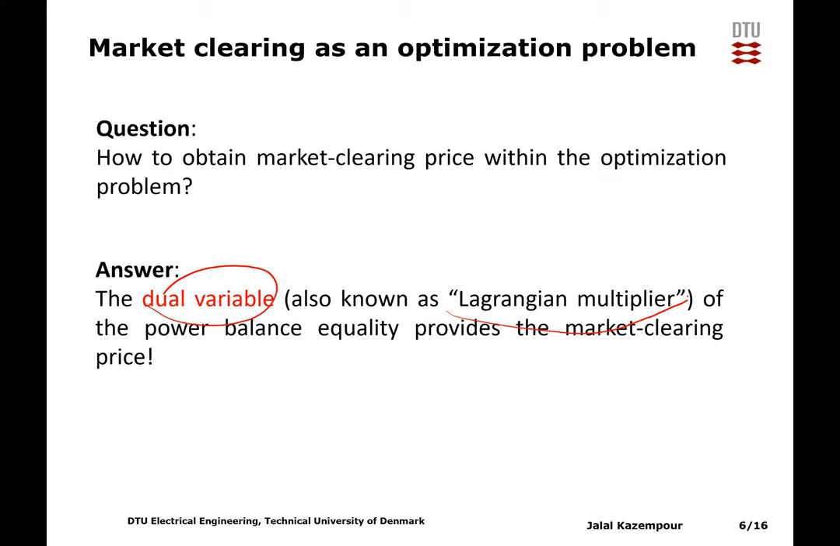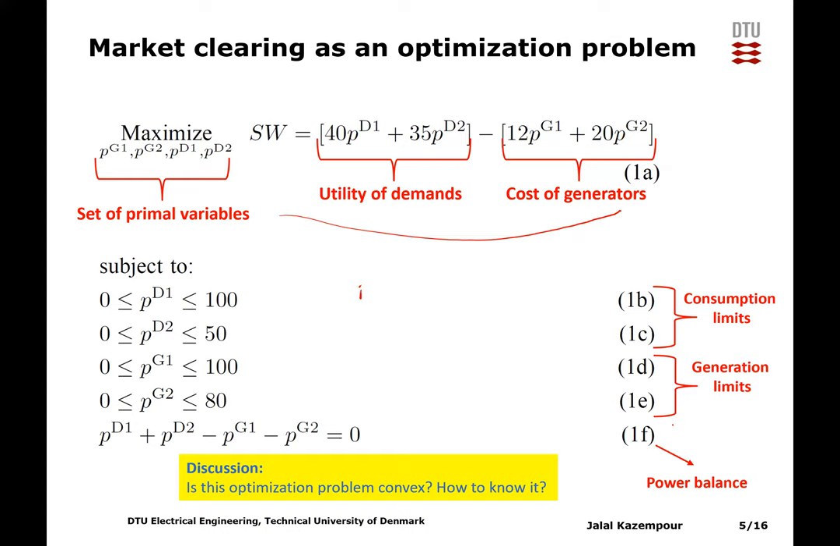We have a question here. Why is the utility function of demand defined as a negative constant of demands? I'm not sure what you mean, Kai. This part is not negative. It's the value of electricity for demands. So every single demand, every 1 megawatt of power, has a value of 40 for demand D1 and the same for demand D2. So I'm not sure I got your question, Kai. Hope I answered. Okay, let me continue. If I didn't answer your question, you can write it again.